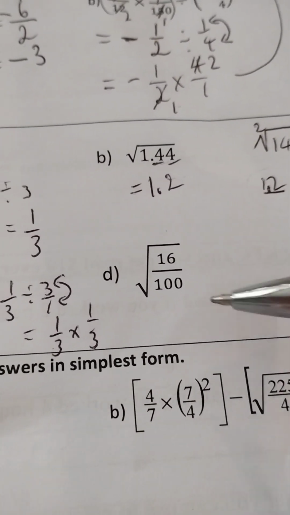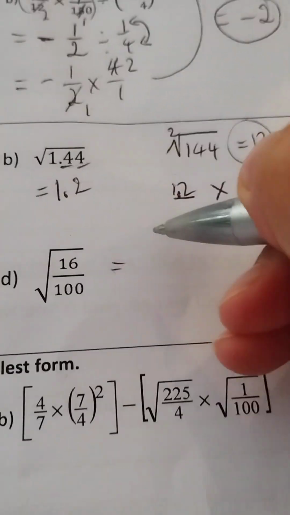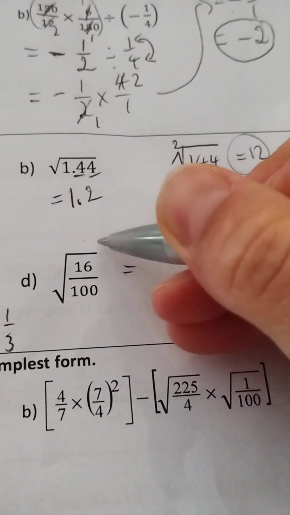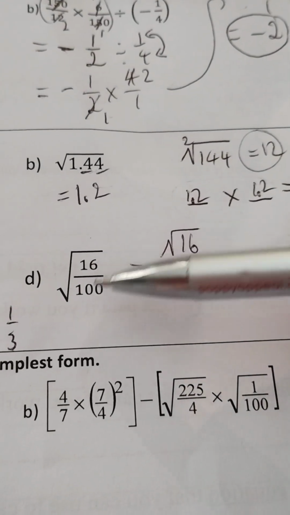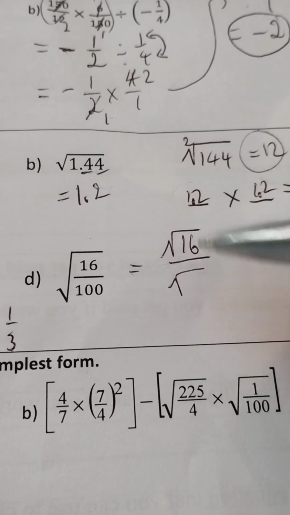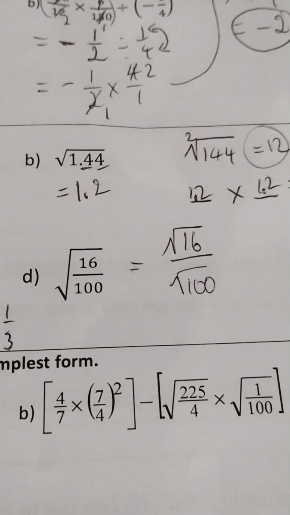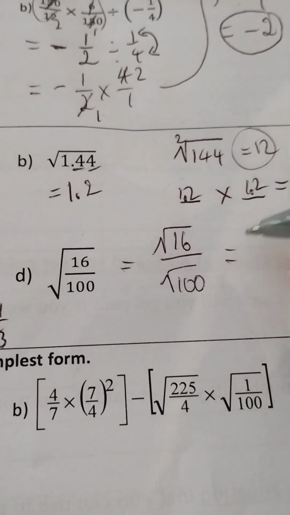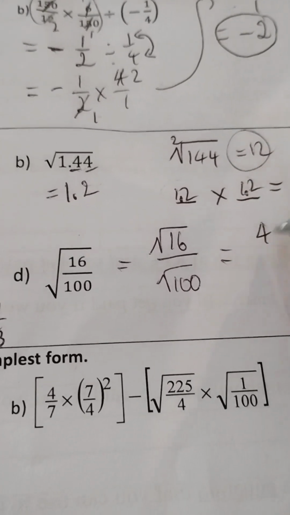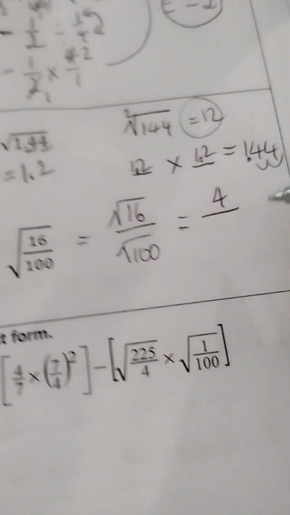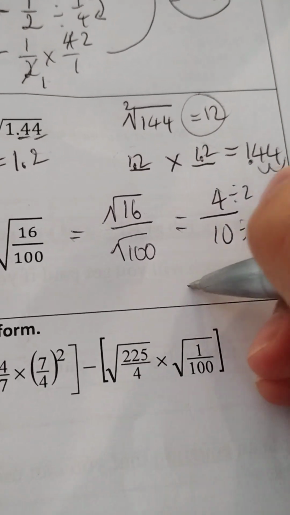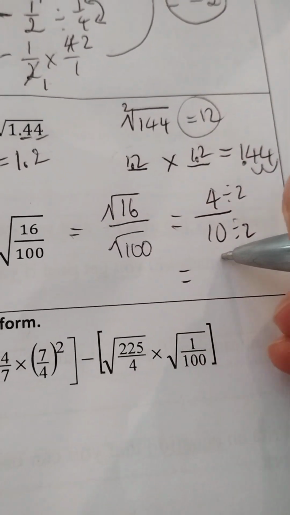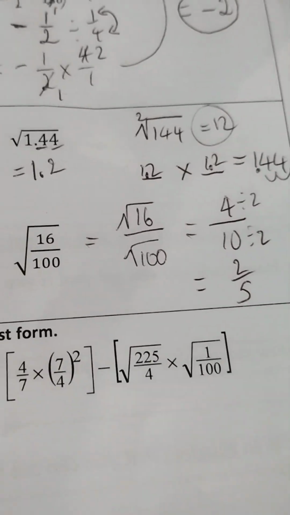All right, with D, I've got the square root of 16 over 100. Now we learned that maths rule or law. If we've got a big square root, and there's a fraction in there, I can write the square roots individually. So it's actually saying square root of 16 over the square root of 100. If I do them individually, square root of 16 is 4, because 4 times 4 is 16. Square root of 100 is 10. So I've got 4/10. Remember, we must always simplify our fractions in maths. So 4 divided by 2 is 2. 10 divided by 2 is 5. So I end up with 2/5.